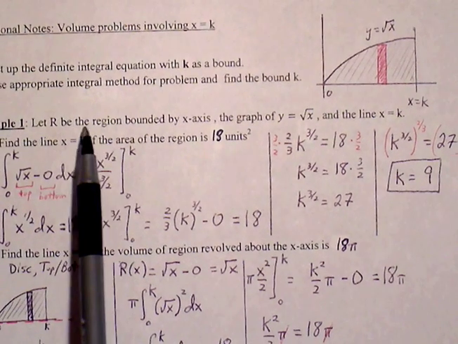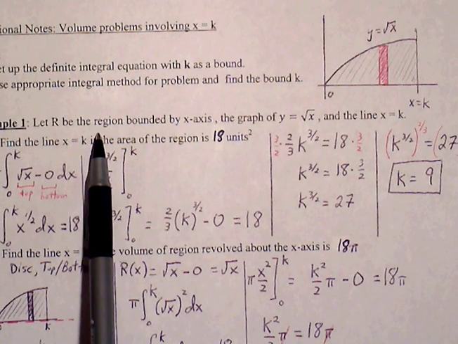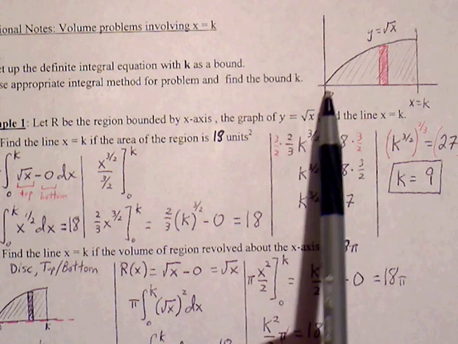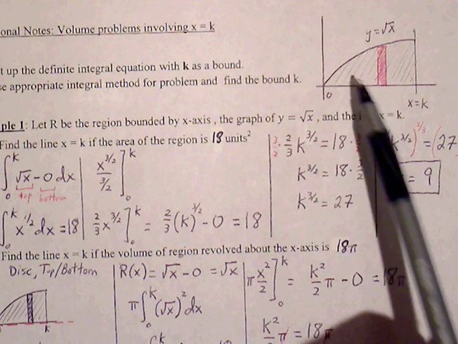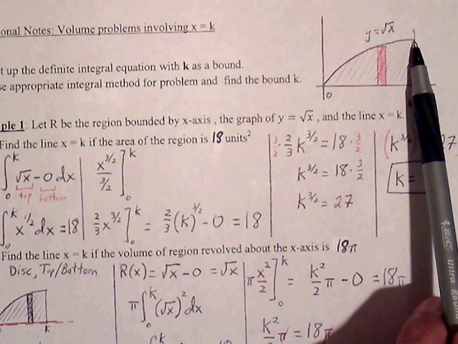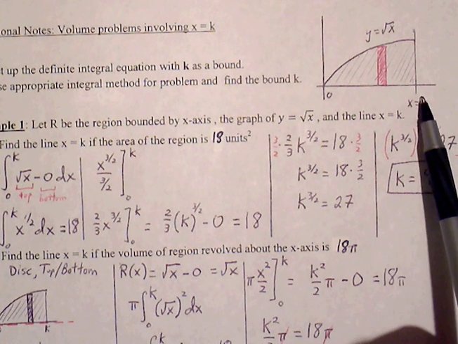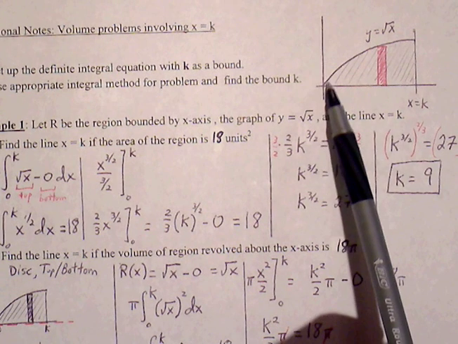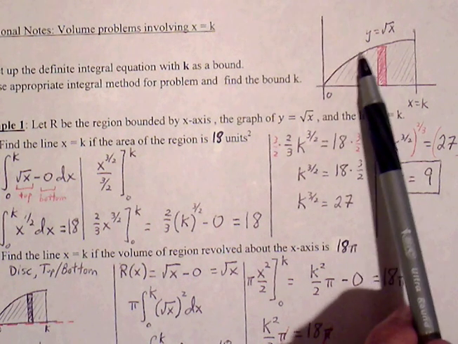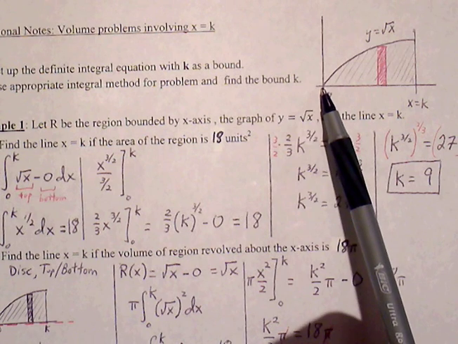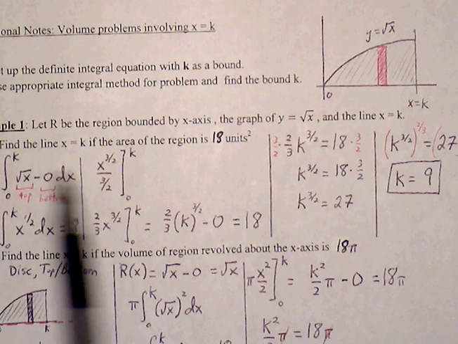So let's look at example 1. It says let R be the region bounded by the x-axis, here's the x-axis, by the graph y equals square root of x, and the line x equals k. And we see that the graph y equals square root of x will go through the origin, and so we know 0 will be the left bound.